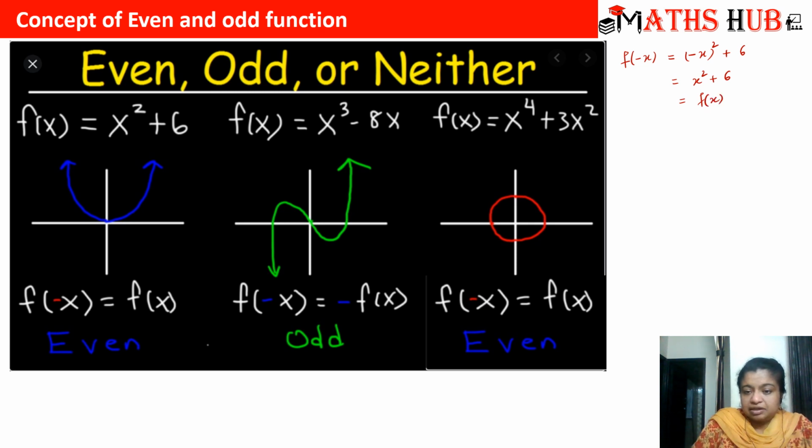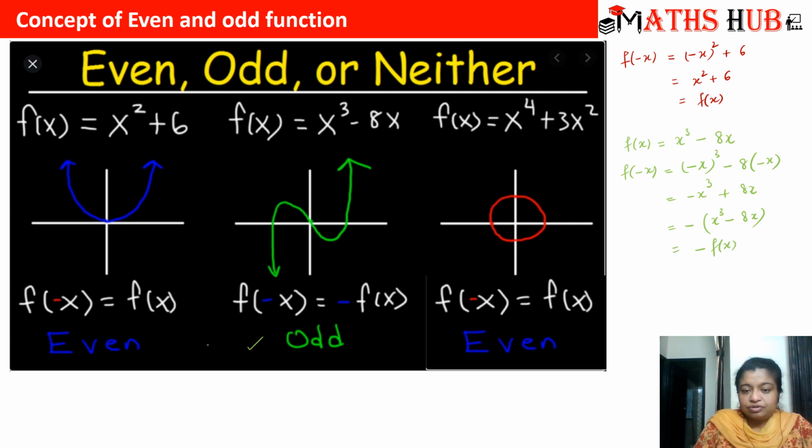Now, the next function that we have is f of x equal to x cube minus 8x. If I replace x with minus x, what will happen? I'll get minus x whole cube minus 8 times minus x. So that is minus x cube plus 8x. I can take the minus sign common and I'll get minus of x cube minus 8x, right? So what are we getting? We are getting the negative of the function. So this is an odd function, right?